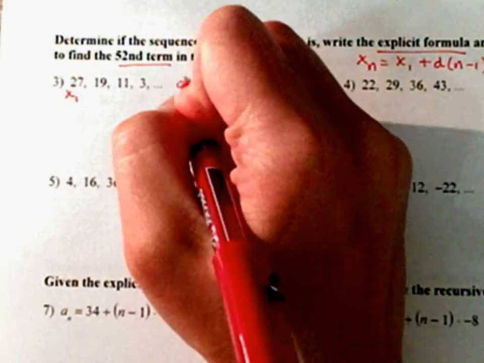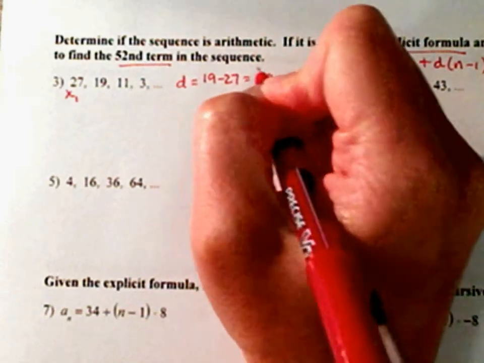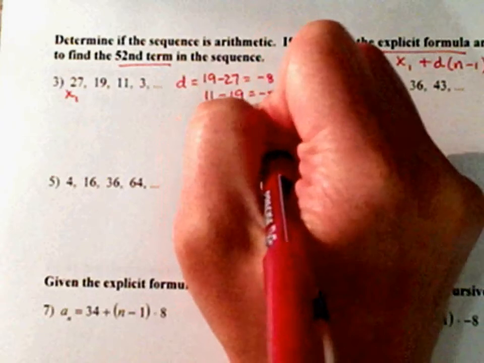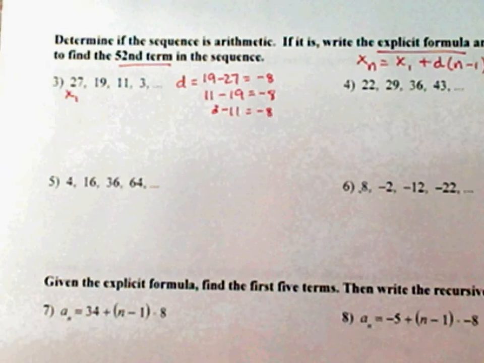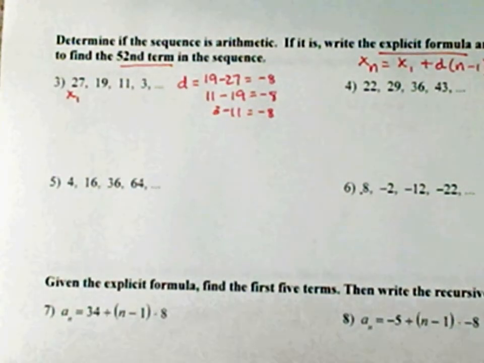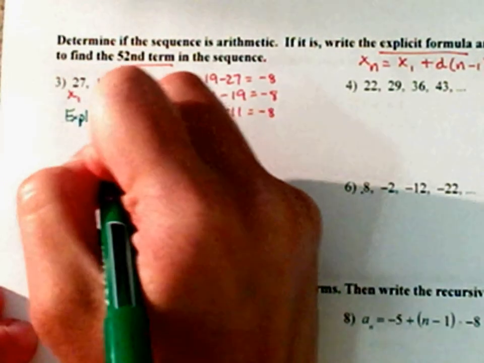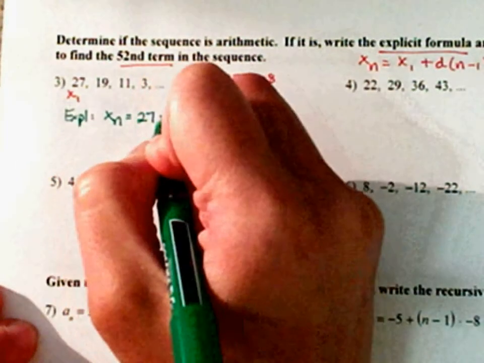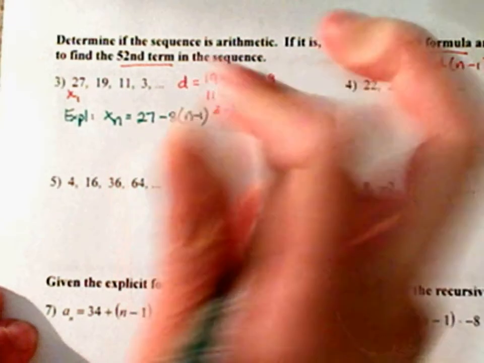Your d, let's see, 19 minus 27 is negative 8. Let's do it again. 11 minus 19 is negative 8. 3 minus 11 is negative 8. So your difference is negative 8. That's your first term. So you now can write that formula. So your explicit formula will look like this: x of n is equal to the first term, 27, plus your d, which is negative 8, times n minus 1.